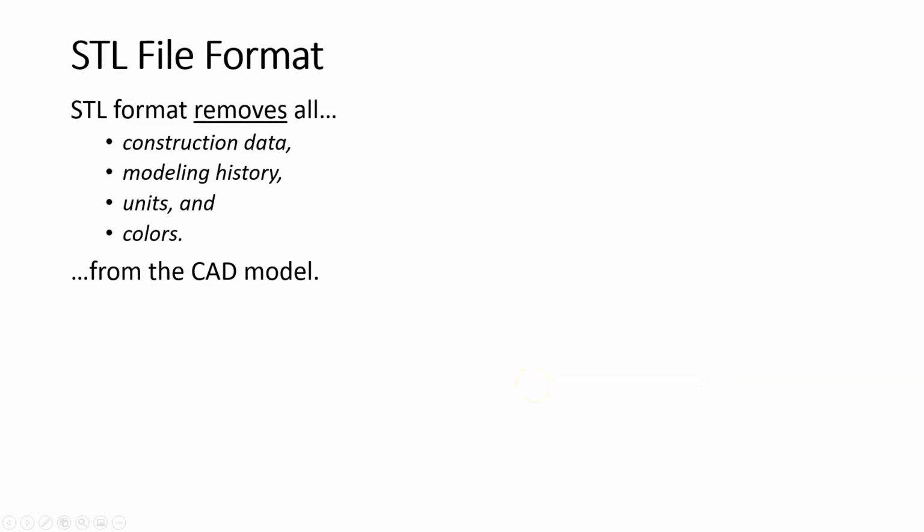So the STL file format removes all of the construction data, right? Remember that the STL file is a conversion or translation of your 3D CAD model. That conversion is going to strip out all of your construction data, all the modeling history. It's going to take out all of the units and just work with unitless numbers. It's also going to strip out any colors you might have applied to your 3D CAD model, and any material properties. All of that is stripped away. So all you're left with is the numbers, the coordinate geometry of that 3D CAD model.